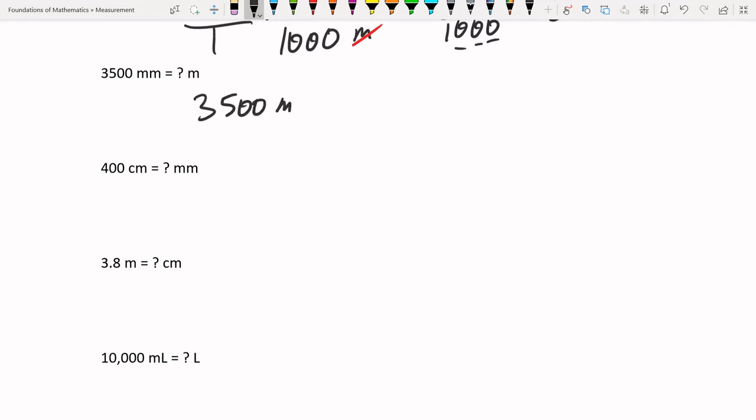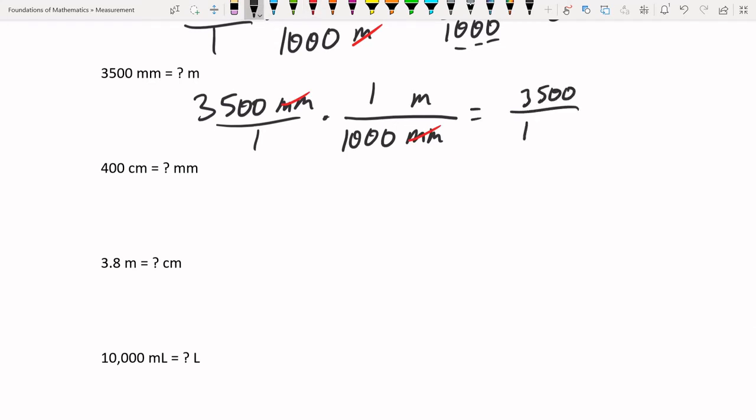3,500 millimeters. So millimeters on bottom, meters on top. 1 meter is 1,000 millimeters. You can see those cancel. Now we have 3,500 over 1,000. 1, 2, 3 zeros. So we go 1, 2, 3 spaces. 3.5 meters.